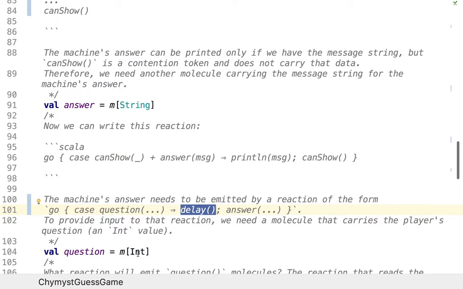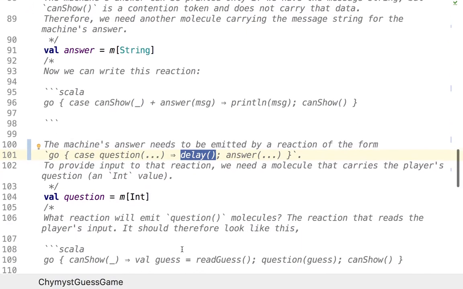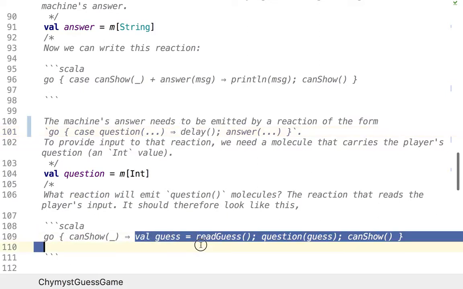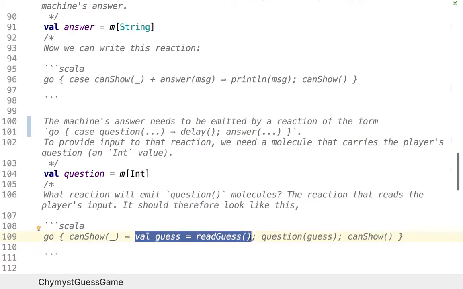So we define a question molecule with integer type. But what reaction will emit that question molecule? Well, clearly the reaction that reads the player's input that we already started to write. So therefore, this reaction should look something like this, where we evaluate the read-guess function to read the user's input. Then we emit the question molecule with that value that the user gave, and then we emit can_show as we have to, which is just the contention token, as I call it.